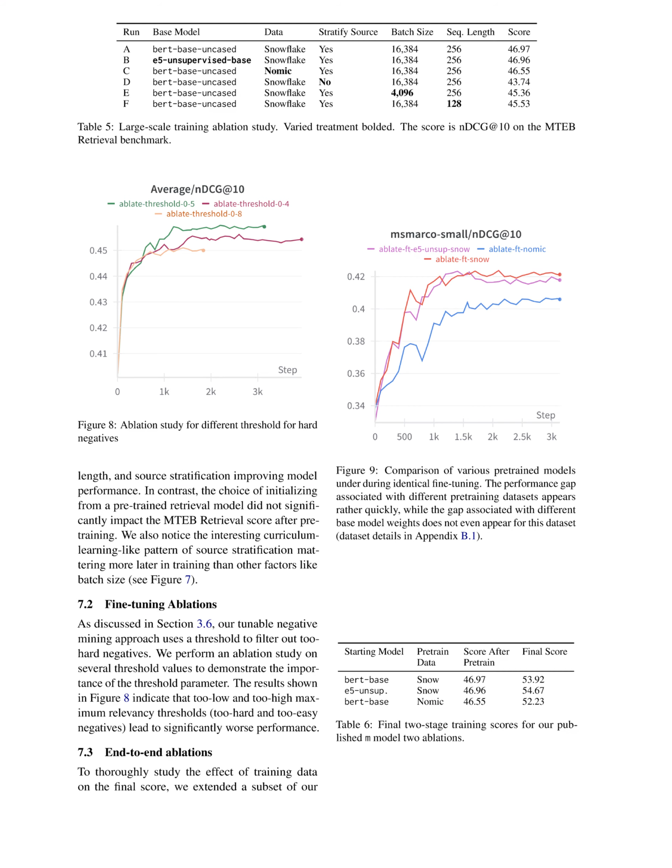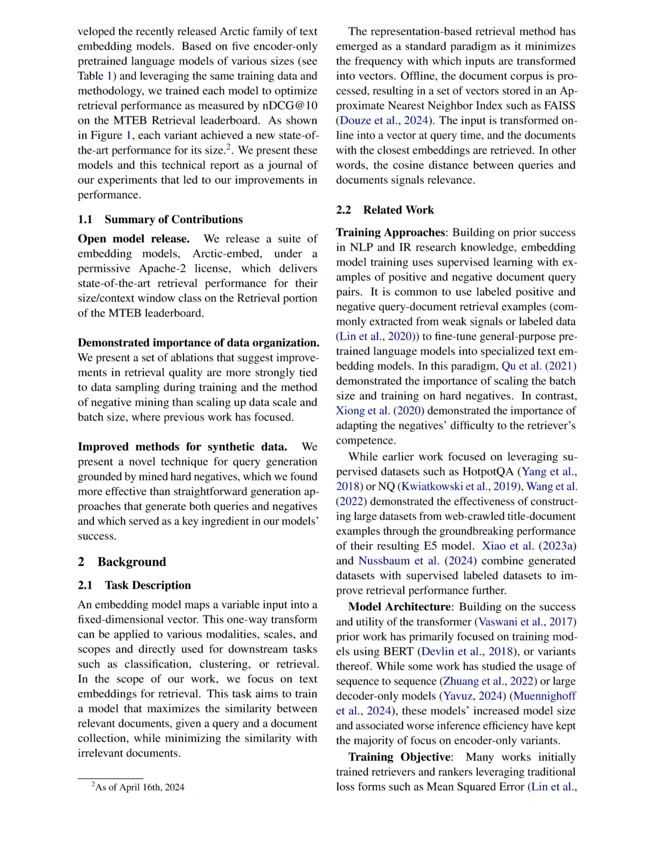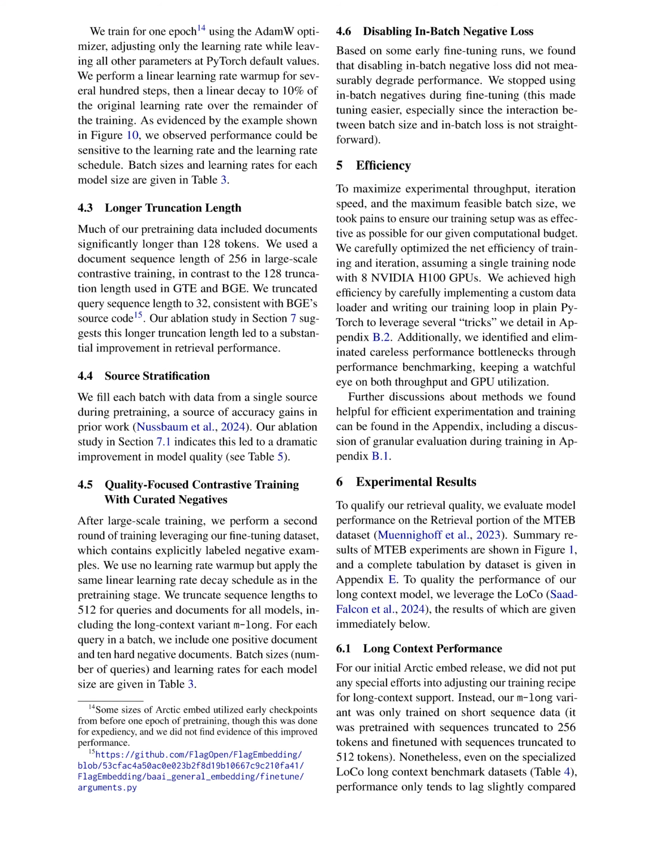In the second round, quality-focused contrastive training with curated negatives is performed using the fine-tuning dataset, which includes explicitly labeled negative examples. The sequence lengths are truncated to 512 for queries and documents for all models. Each batch includes 1 positive document and 10 hard negative documents. The learning rate decay schedule is applied similarly to the pre-training stage.